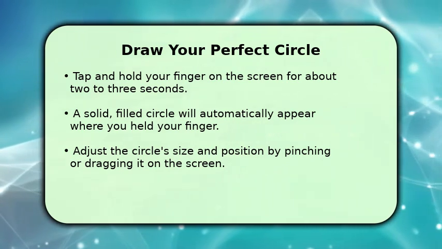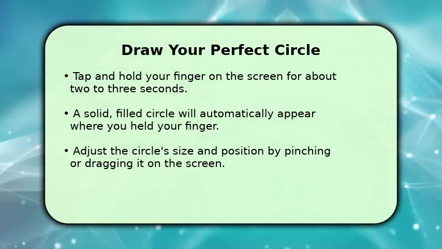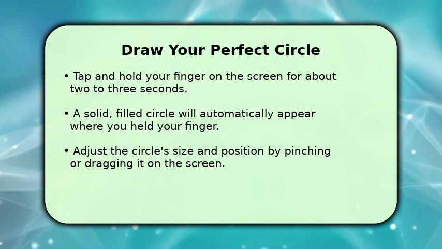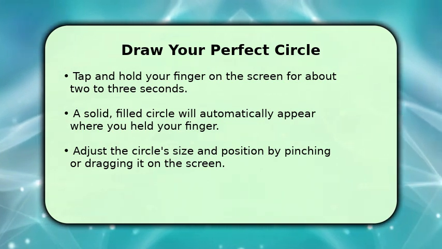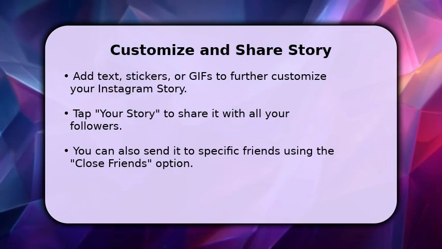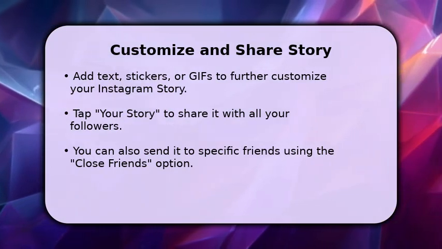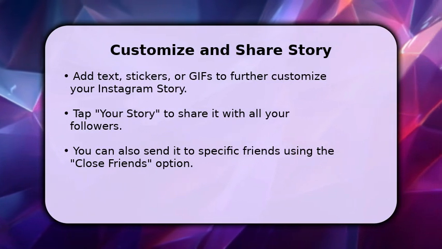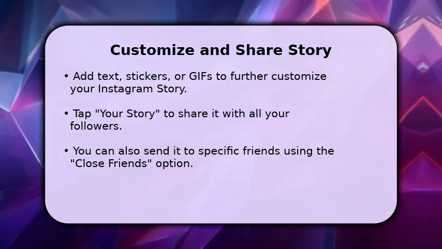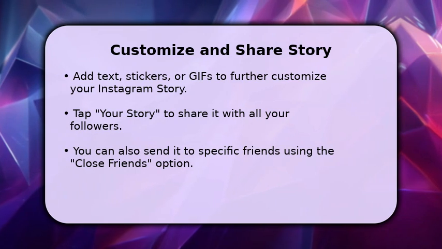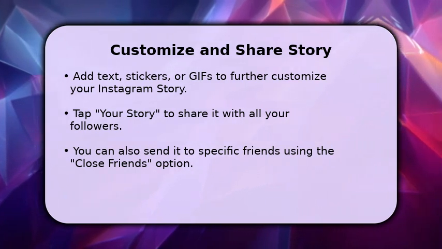You can then easily adjust its size by pinching in or out, and reposition it by dragging it around your story canvas to fit your creative vision. Once your circle is perfectly placed, you can further enhance your Instagram story. Feel free to add text, fun stickers, or animated GIFs to make your story even more engaging and personalized.